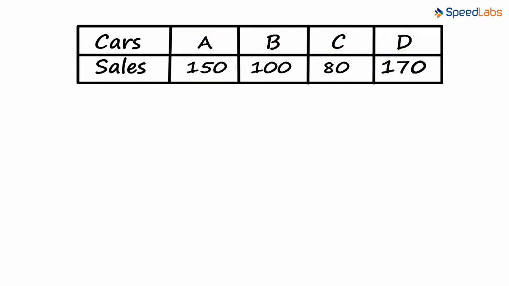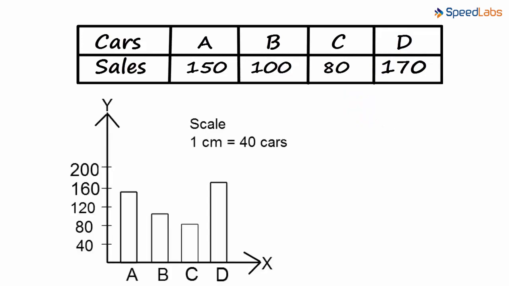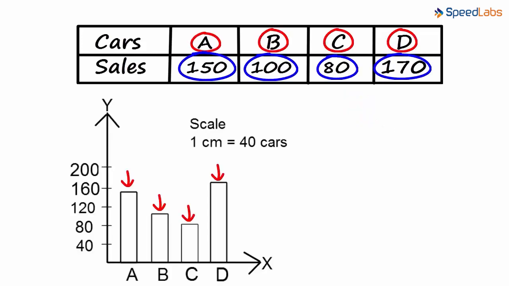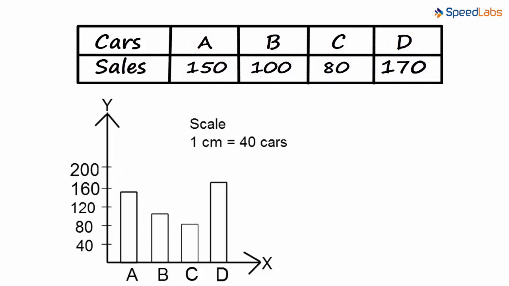So in that month, 150 type A cars were sold, 100 type B cars, 80 type C cars, and 170 type D cars were sold. First, let us see how the bar graph for this data would look. 4 bars to represent the sales of 4 types of cars. An appropriate scale of 1 centimeter equal to 40 cars was chosen.